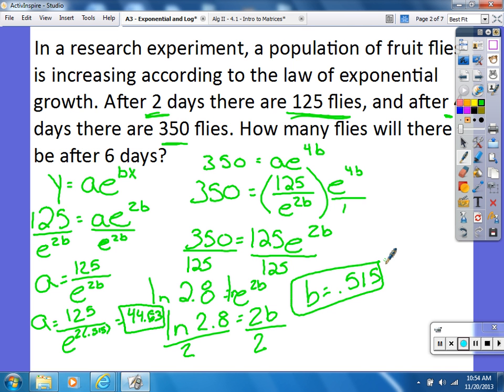Why did you go from ln 2.8 to 2B? Remember, ln of e, they cancel each other out. Well, why would you cancel on the other side then? Because it's ln base e of e. Because I put the ln here, so technically it's ln base e of e. Kind of like when we put the log in both spots, it also cancels stuff out. Or, Ryan, you could have also changed it to exponential, so it'd be natural log base e of 2.8 equals 2B.